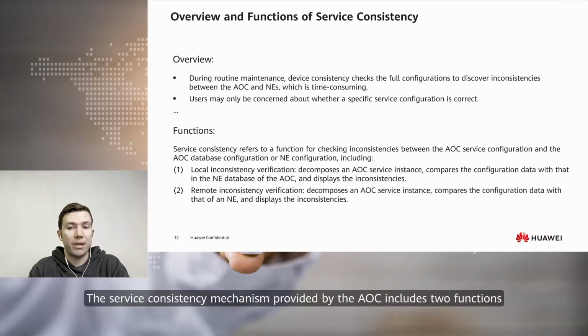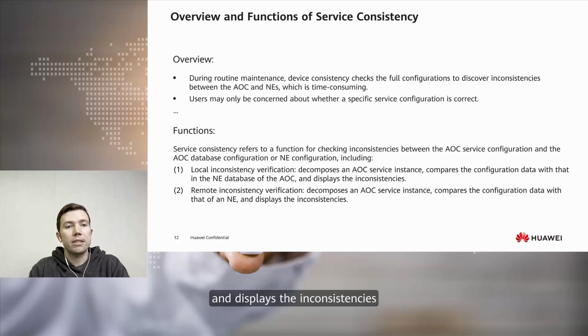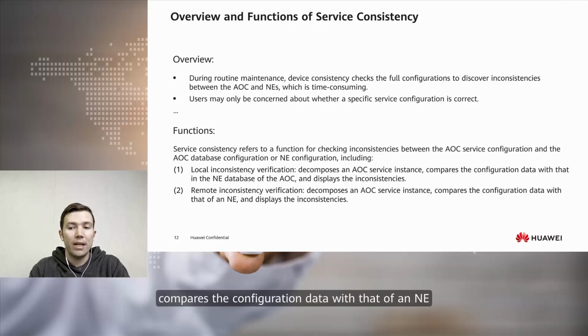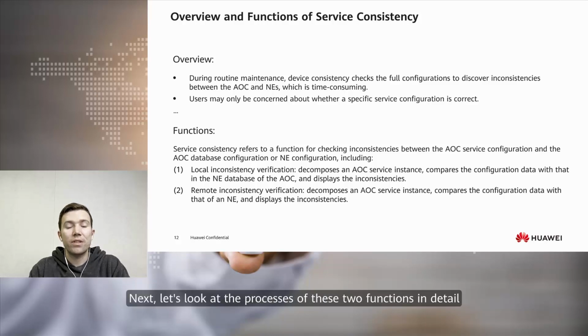The service consistency mechanism provided by the AOC includes two functions: local inconsistency verification and remote inconsistency verification. Local inconsistency verification decomposes an AOC service instance, compares the configuration data with that in the NCE database of the AOC, and displays the inconsistencies. Remote inconsistency verification, on the other hand, decomposes an AOC service instance, compares the configuration data with that on the NCE, and displays the inconsistencies. Next, let's look at the processes of these two functions in detail.